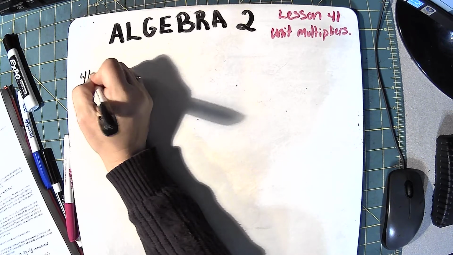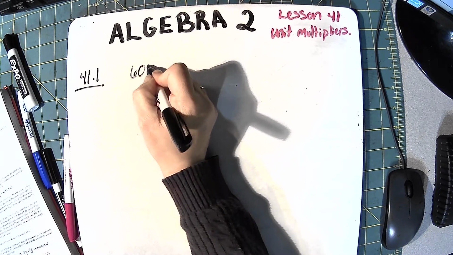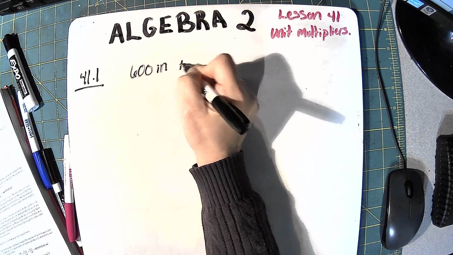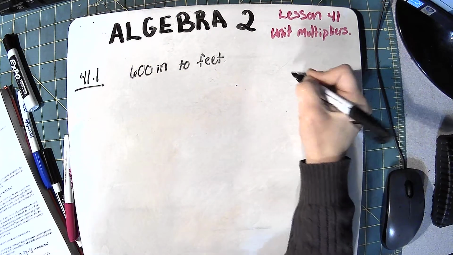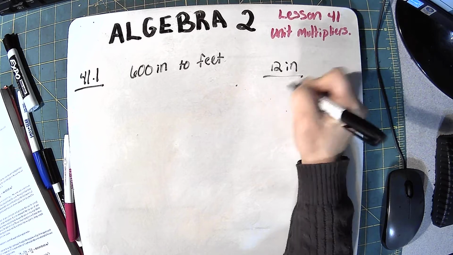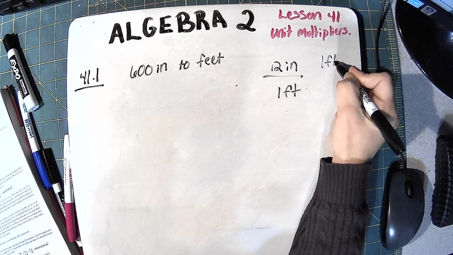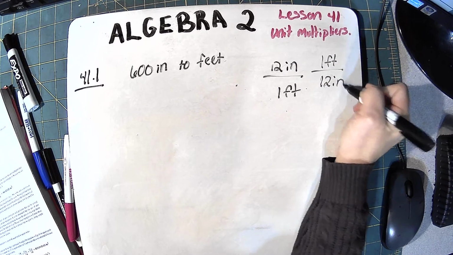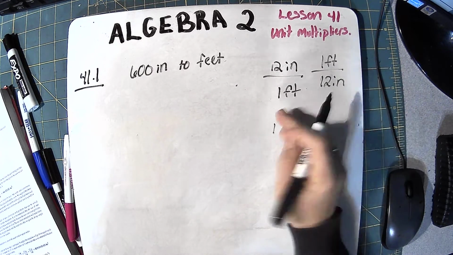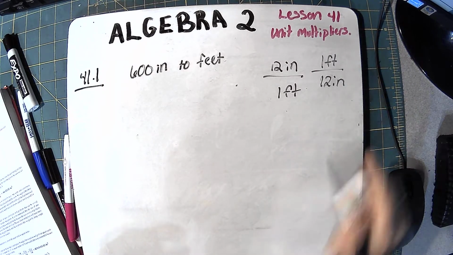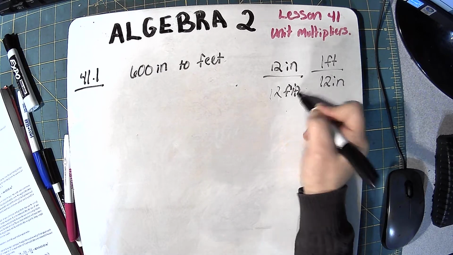Alright, so 41.1 asks us to use a unit multiplier to change 600 inches to feet. Okay, our unit multiplier for inches to feet is 12 inches in 1 foot, or we could flip that and say 1 foot is 12 inches. And we just have to figure out which one of those to use, because 12 inches equals 1 foot is the same as putting them in a fraction like that, because 12 inches over 1 foot, well, 1 foot just means the same thing as 12 inches, and 1 over 1 is still 1.